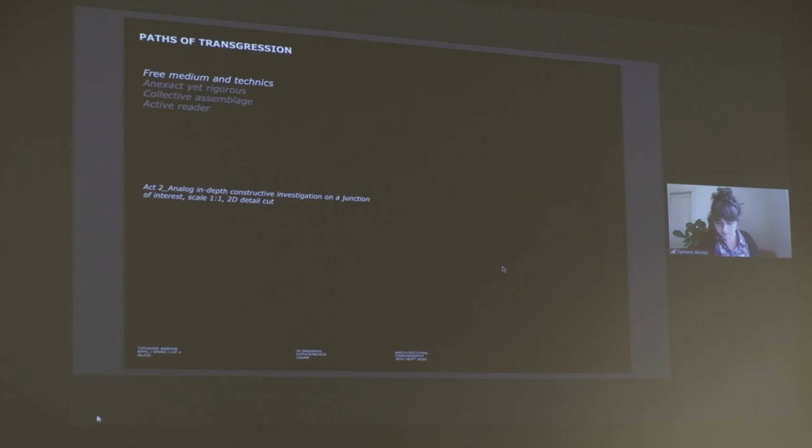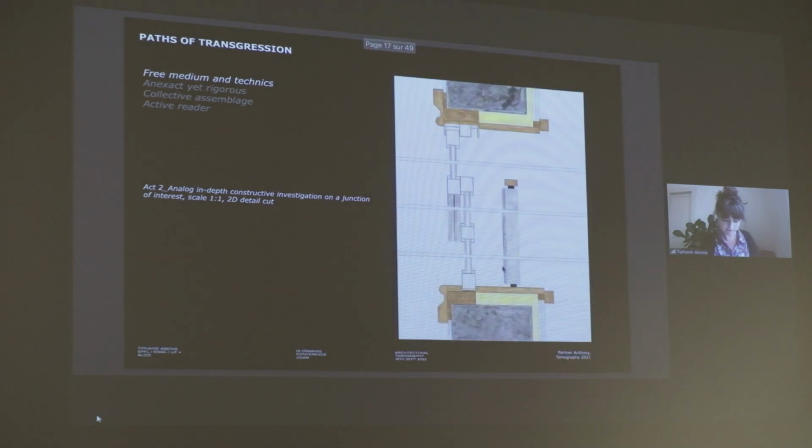a second act proposes an in-depth constructive investigation at the scale 1:1. Practically speaking, each student works analog on a junction of interest within the house and brings hypotheses on how things hold together. For this act, we leave the choice of the medium and techniques totally open. We only ask the student to think of the expressivity of the drawing, of its intelligibility.